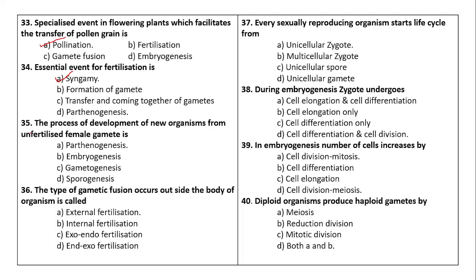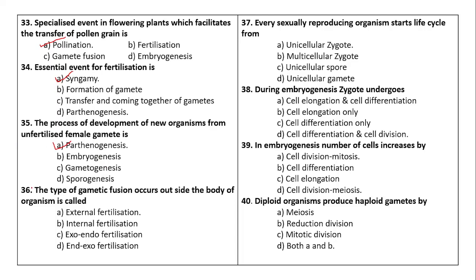Coming to the next question. The process of development of new organism from unfertilized female gamete is: the process of development of the new organism with the help of an unfertilized female gamete. It means development of an individual without any fertilization. Directly you can call it parthenogenesis, formation of the individual without fertilization, right?